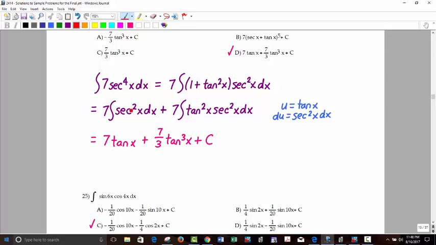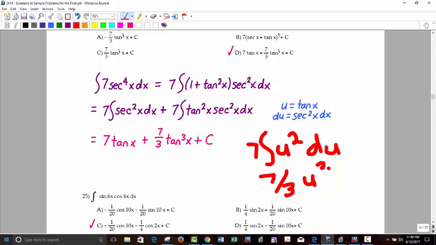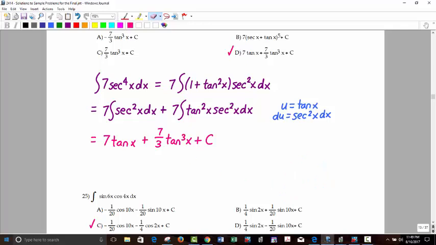So here I have 7 times sec squared of x dx. So antiderivative of sec squared is tan. This one you would do a u-substitution, so you're basically just integrating 7 in front, u squared du, which gives you 7/3 u cubed. So u is tangent, so you have 7/3 tan cubed of x plus c. So there it is, all packaged together. Looks just like answer D. So that's terrific.